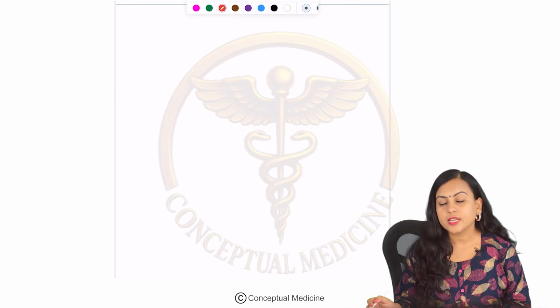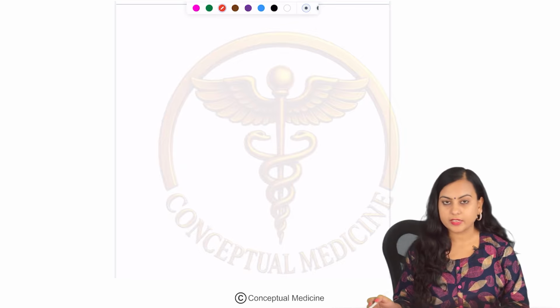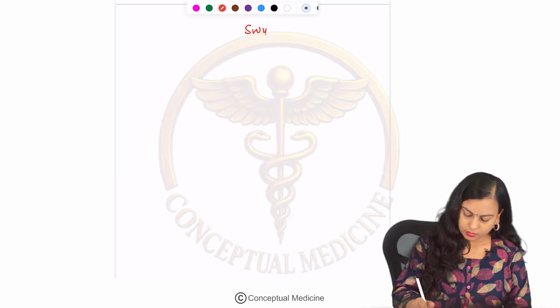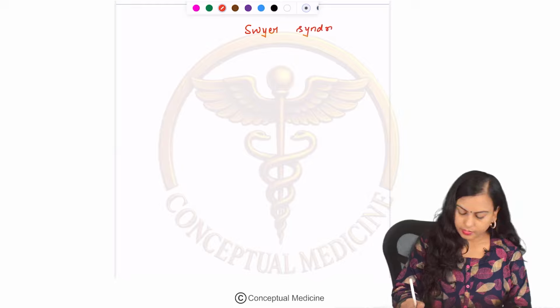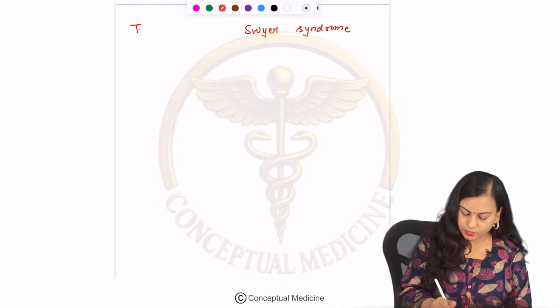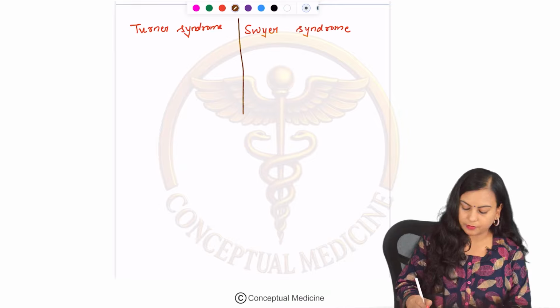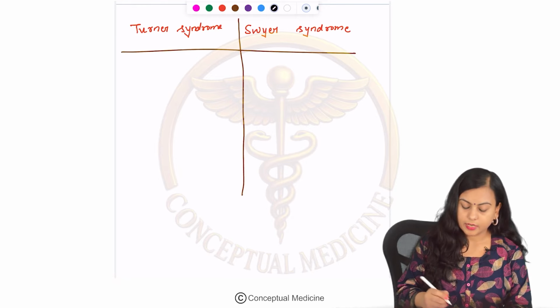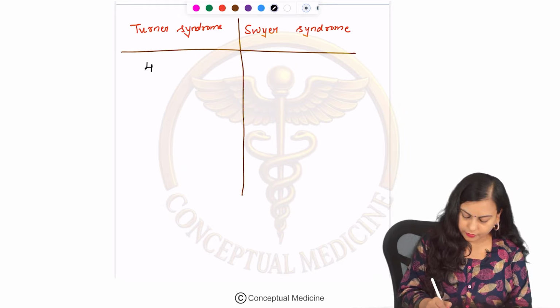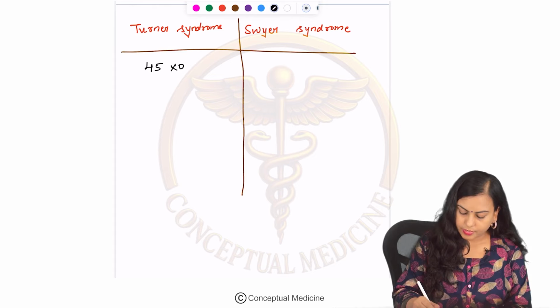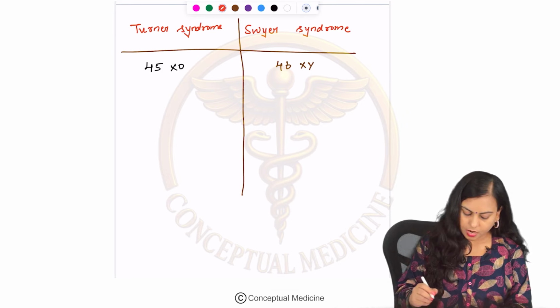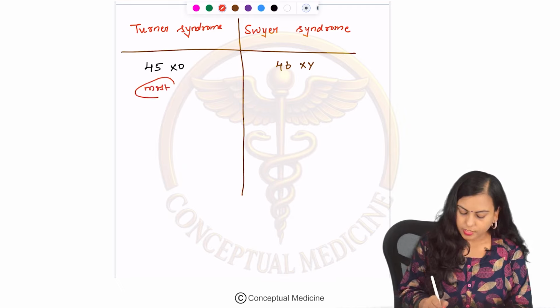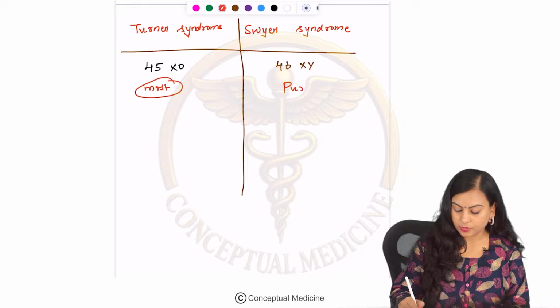Yes. We have to discuss another syndrome of gonadal dysgenesis, that is Swyer syndrome. Let's see the difference between Turner syndrome and Swyer syndrome so that you will learn both as well as know how to differentiate between them. A Turner is going to carry a karyotype of 45X0, whereas in a Swyer it will show 46XY. We know Turner's is more common than Swyer syndrome, but Swyer syndrome is a pure gonadal dysgenesis.